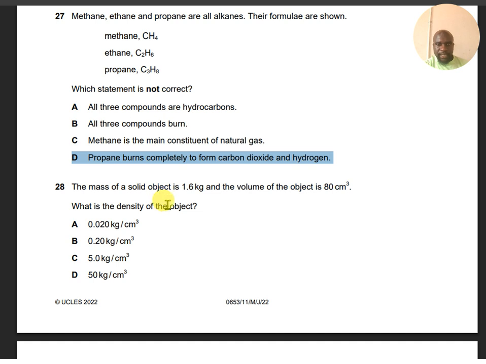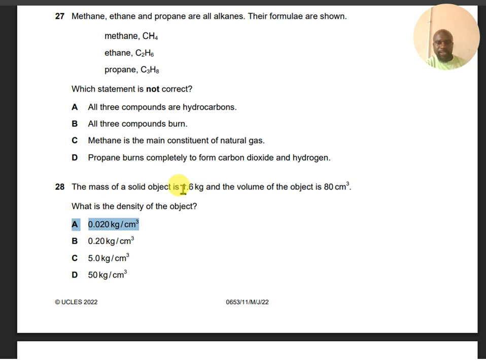The mass of a solid object is 1.6 kgs and the volume of the object is 80 cubic centimeters. So we simply say 1.6 kgs over 80. So the correct answer, if we calculate, we'll get 0.02 kgs per cubic centimeter.